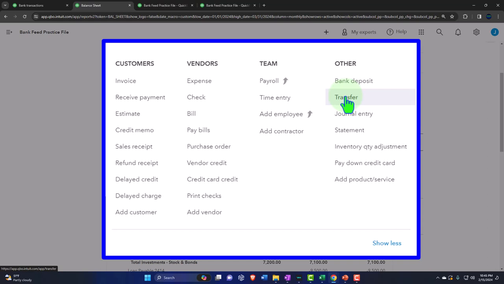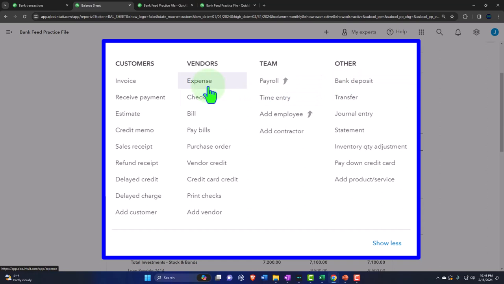But the bottom line is, what you really want to make sure you do is don't use the transfer form or the pay down credit card or the credit card credit here for any transaction, unless you're doing a payment of the credit card for the credit card form, or unless there's a bank fee to bank fee transaction. Usually it's a bank fee to bank fee transaction when you're using the transfer form. Every other time, increases, if they come through the bank feeds, are generally going to be deposits, and the decreases are going to be the expense type forms.